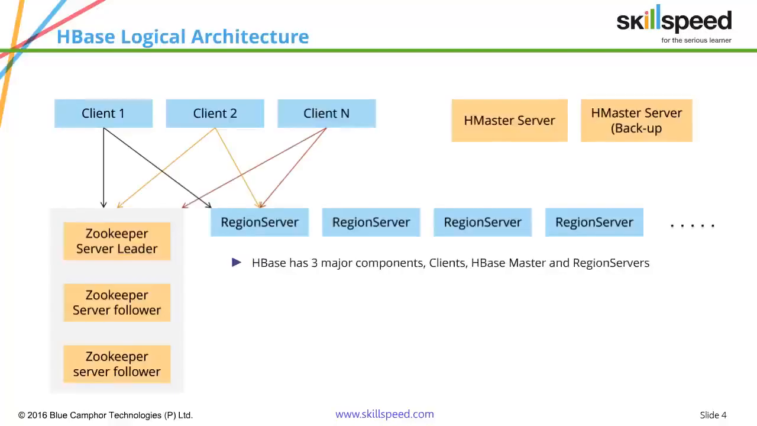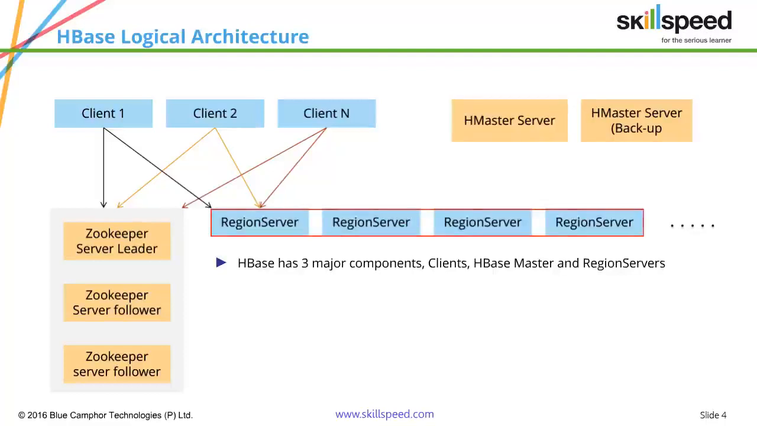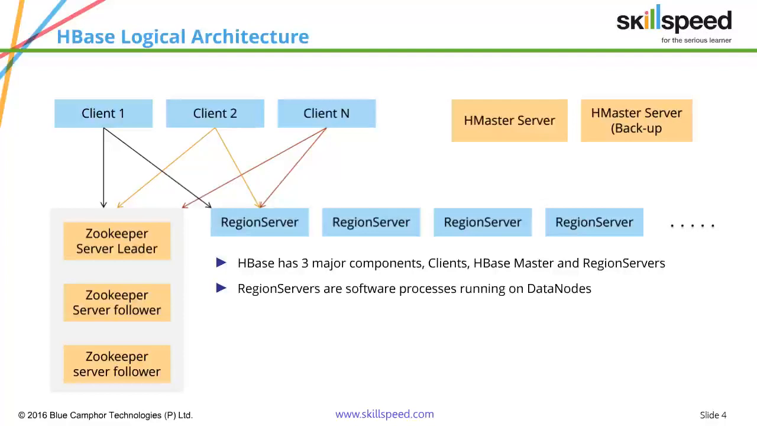HBase has three major components called the client, HBase master, or it is called HMaster, and region servers. Region servers are software processes, they are also called daemons, and they get activated to store and retrieve data in HBase. In production environments, each region server is deployed in a data node.